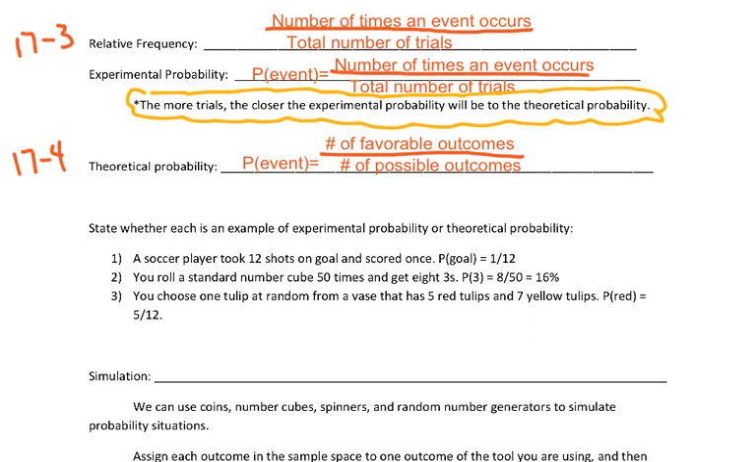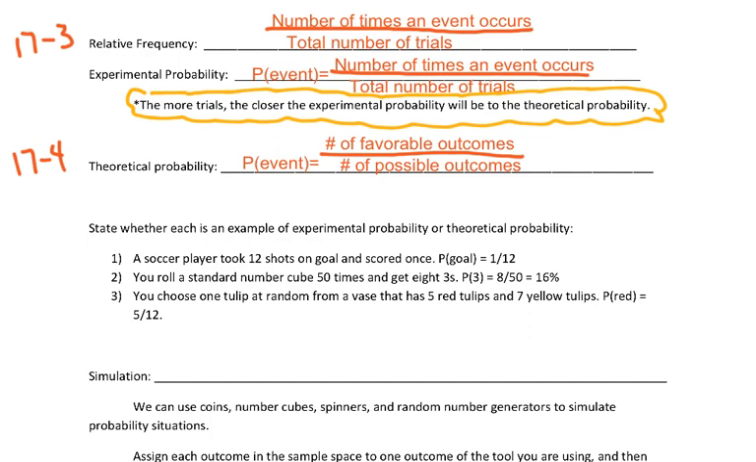So let's take a look at this next part. State whether each is an example of experimental probability or theoretical probability. So again, it's in the name, but experimental probability is based on an actual experiment completed. Theoretical probability is purely based on numbers. What should happen, what you would expect to happen based on the pure numbers. So number 1, a soccer player took 12 shots on goal and scored once, so the probability of a goal is 1/12.